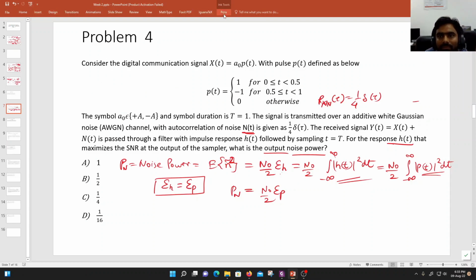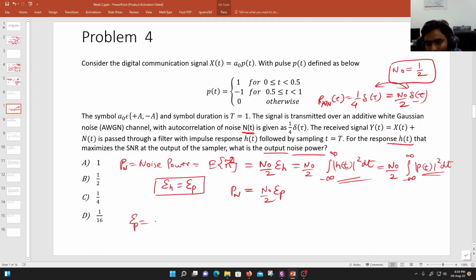Yeah, one minute. So N naught, by comparing Rn of tau for a general AWGN noise, we get N naught as 1/2. And EP I am solving: EP is the integral from minus infinity to infinity of p of t square dt.